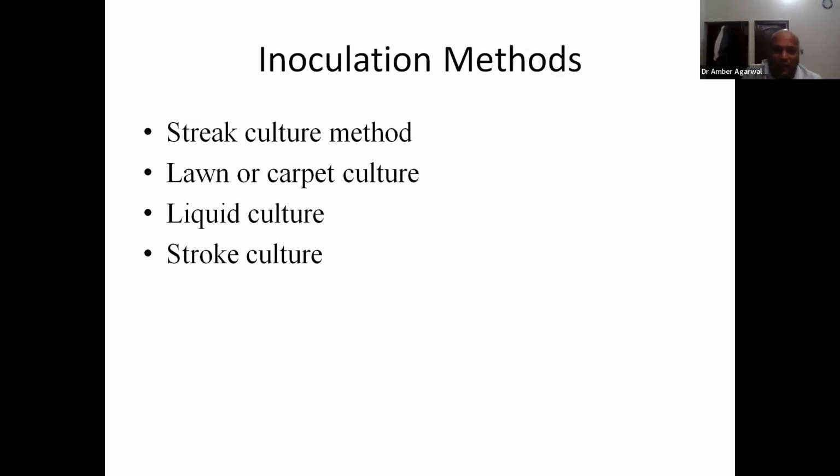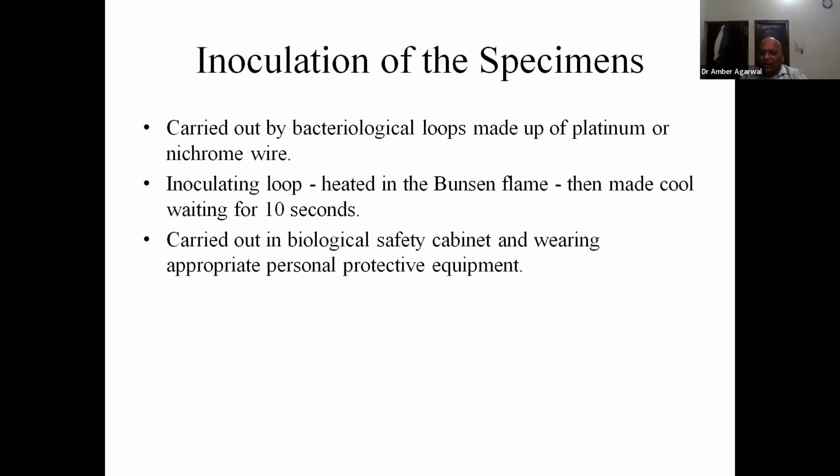Now, manually, there are some methods when you get the organism or the sample, such as streak culture method, lawn or carpet culture, liquid culture, and stroke culture. Now, how do you inoculate the specimens? If you get a sample, how do you inoculate it into various media? Most commonly used media are blood agar, MacConkey agar, and for urine we use CLED agar, that is cysteine lactose electrolyte deficient. I forgot. We call it CLED agar.